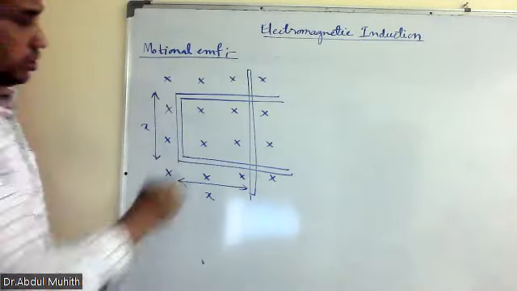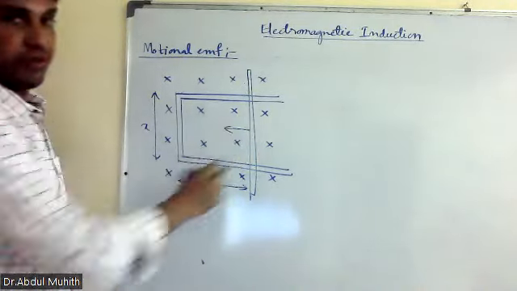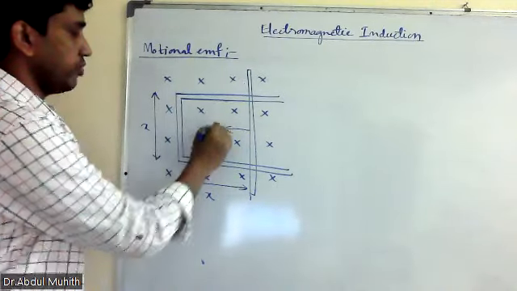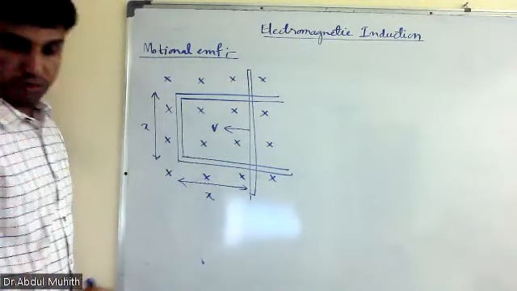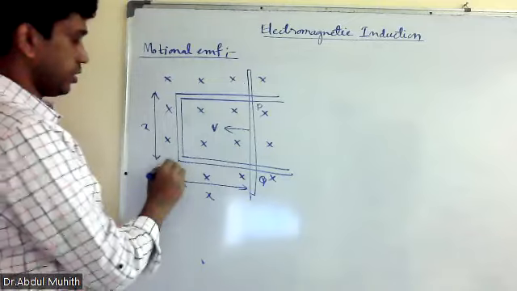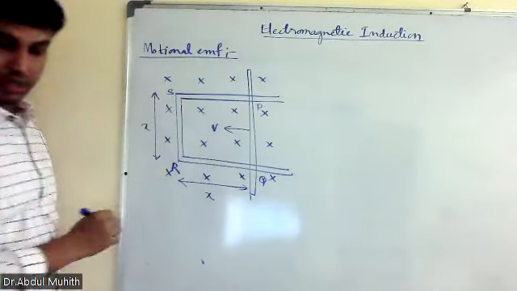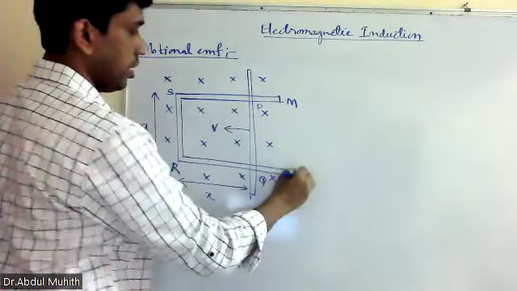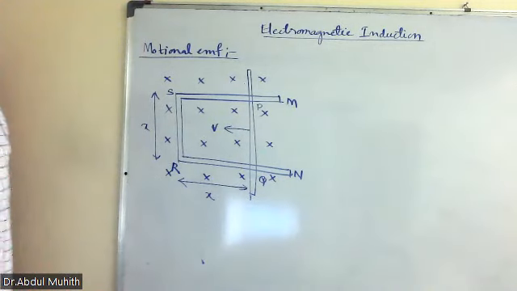Now what happens? This frame is moving. This is a movable frame or movable arm. This movable arm is moving with velocity v towards the other end. So this is PQRS, and M and N are the ends of the arm.